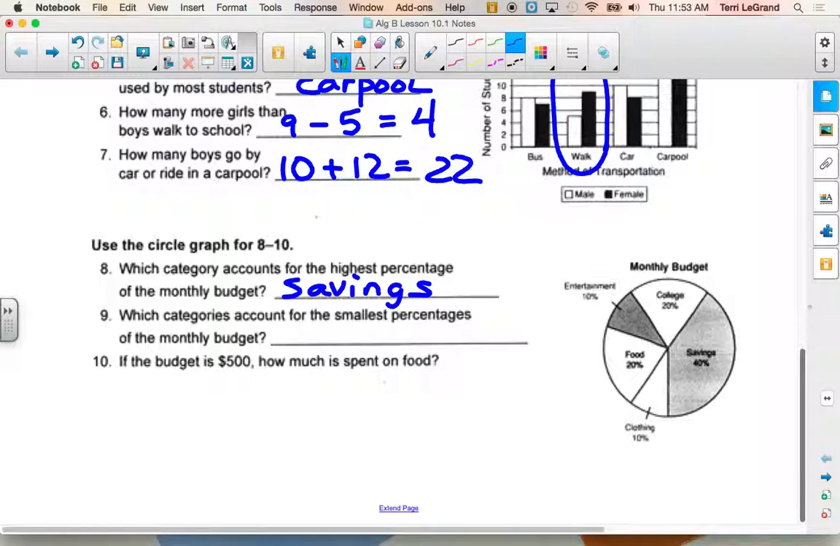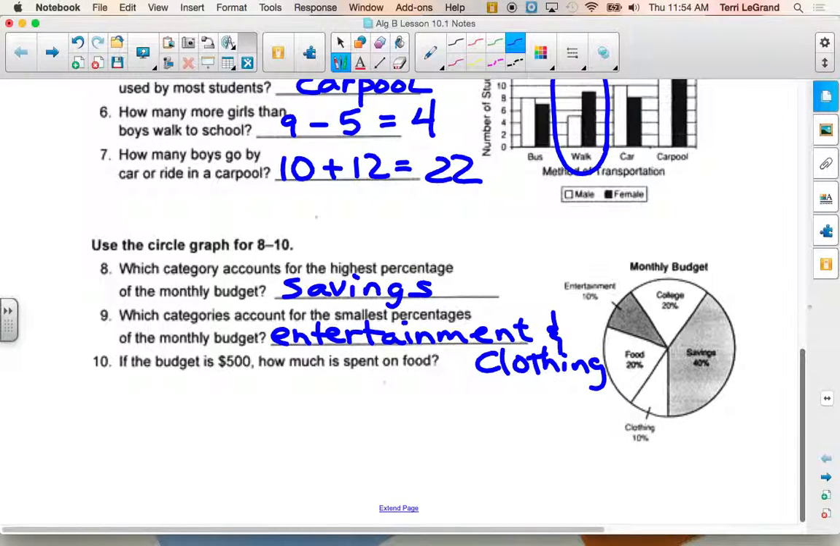40% of their monthly budget is saved. Wow, that's a lot of money. Which categories account for the smallest percentage of the monthly budget? Entertainment and clothing. They both are 10%, aren't they? Okay, entertainment and clothing each account for 10% of the budget.